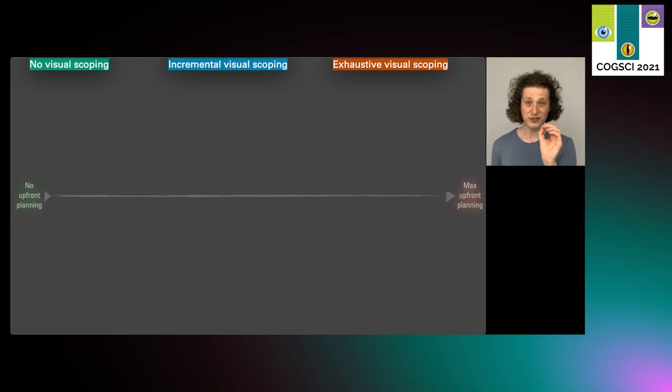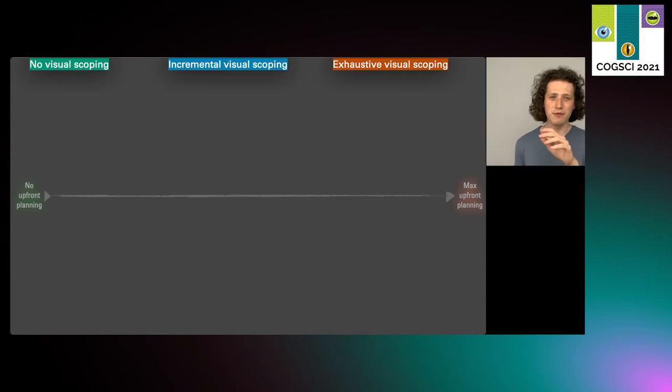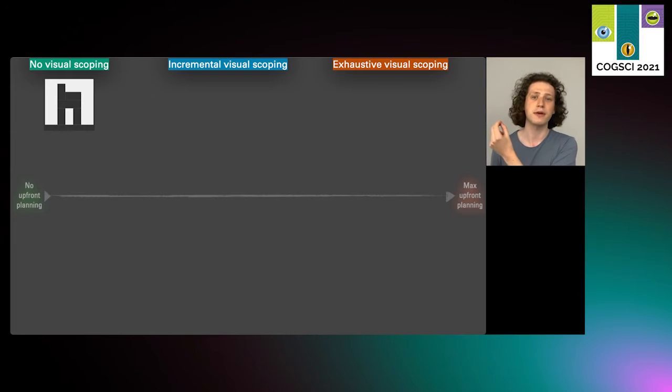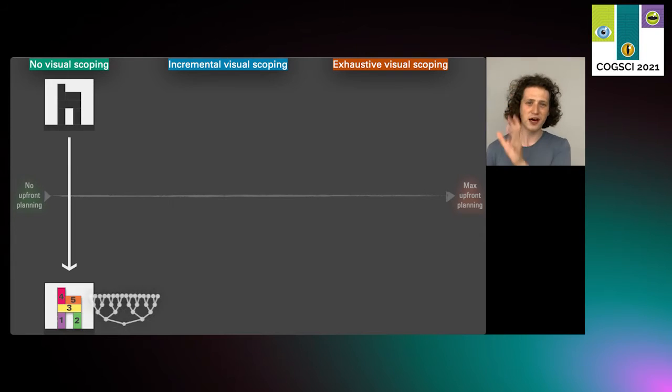To study the effect of visual scoping on planning behavior, we need to situate it in the larger space of planning strategies. Consider the space of planning strategies between those who spend a lot of upfront work to make searching the graph easier and those who spend no upfront work. One baseline is not using visual scoping at all, but to instead search the entire graph directly. That is the no visual scoping planner, the naive approach.